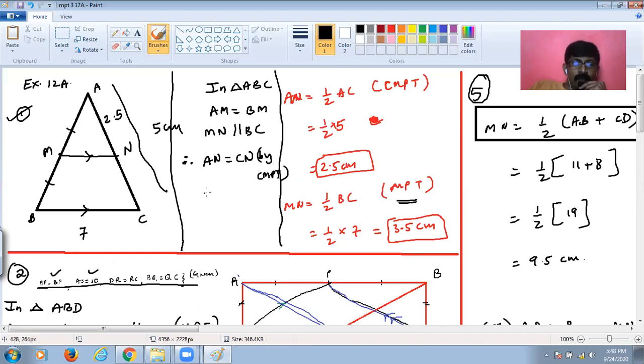And then after this, you can write AN is equal to half of AC. Therefore, half of 5. Therefore, 2.5. Please write this quickly in your book. And similarly, we can write over here, MN is half of BC by midpoint theorem. That will be half of 7. That will be 3.5 centimeters.